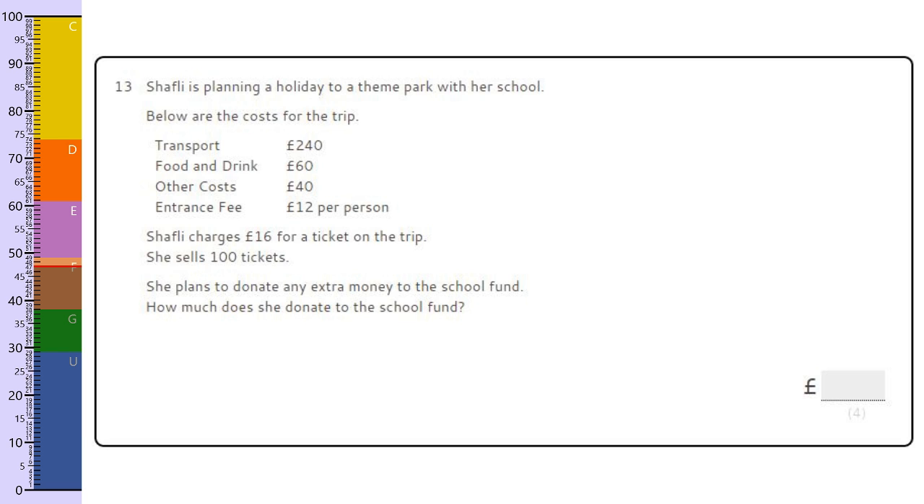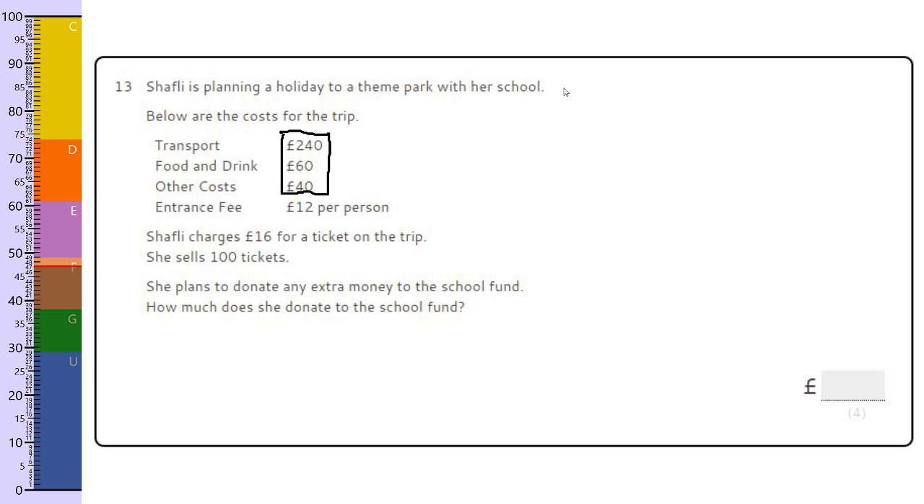Okay, so you've got to prepare for these more functional questions where there's a scenario, and they're impossible to predict, but all you can do is just practice questions that are functional and try to get your head around what you're supposed to do in them. Okay, so planning a holiday to a theme park. These are all fixed costs, so these are just one-offs, but this is per person. This is how much he charges, this is how much he sells.